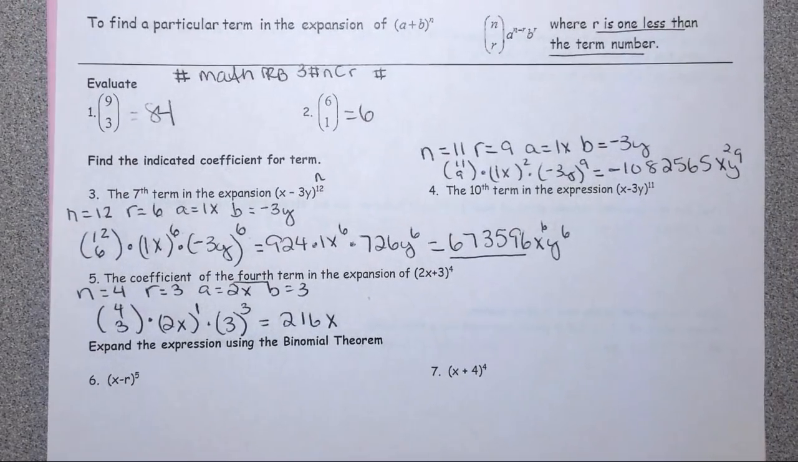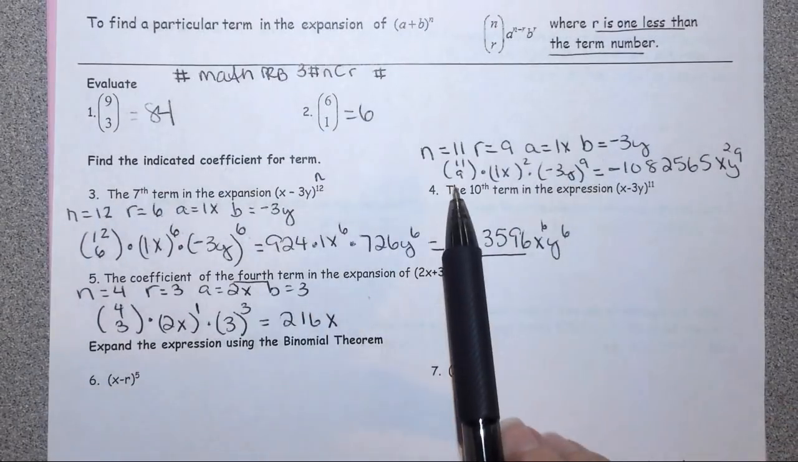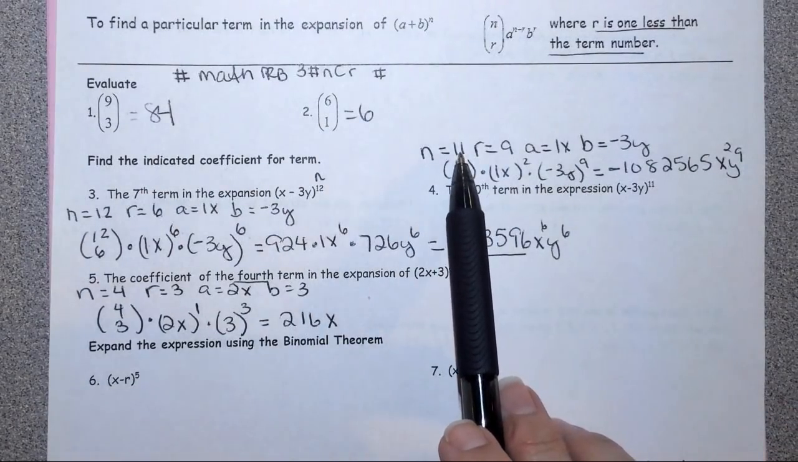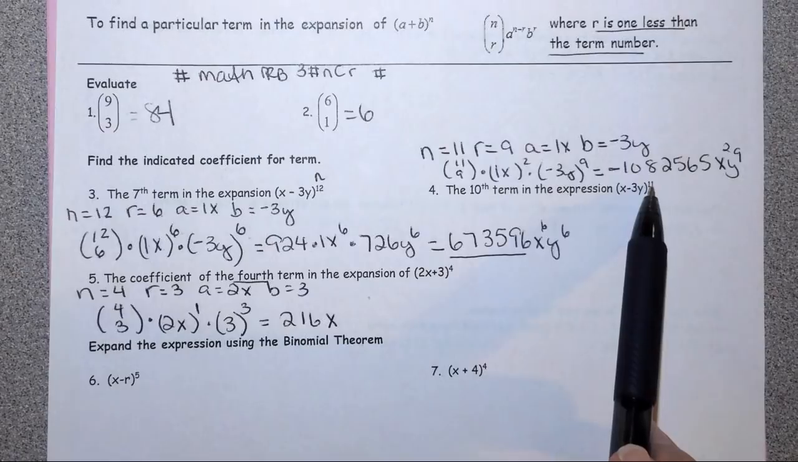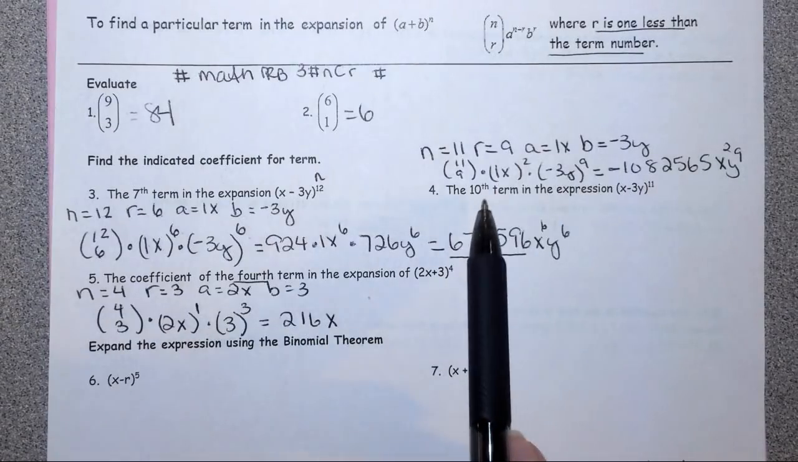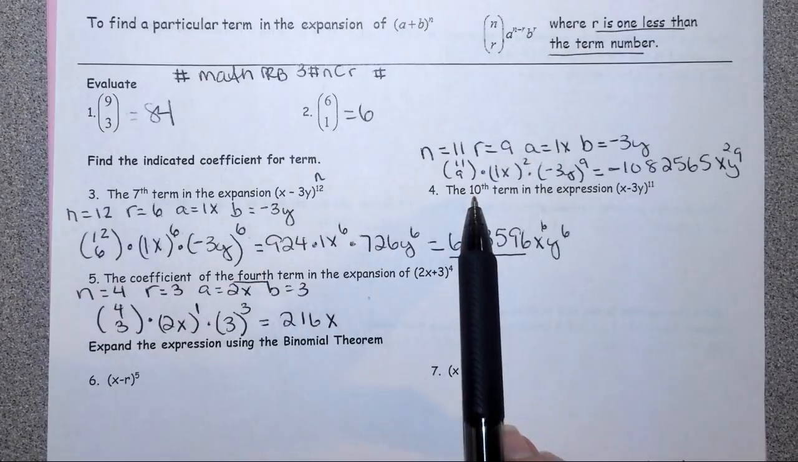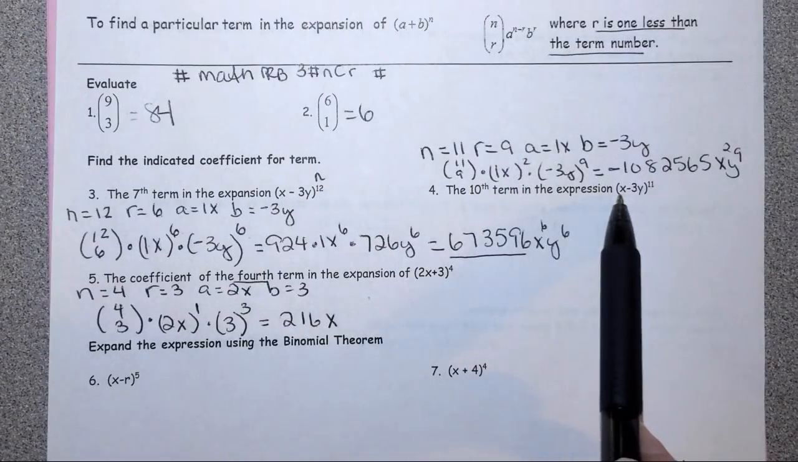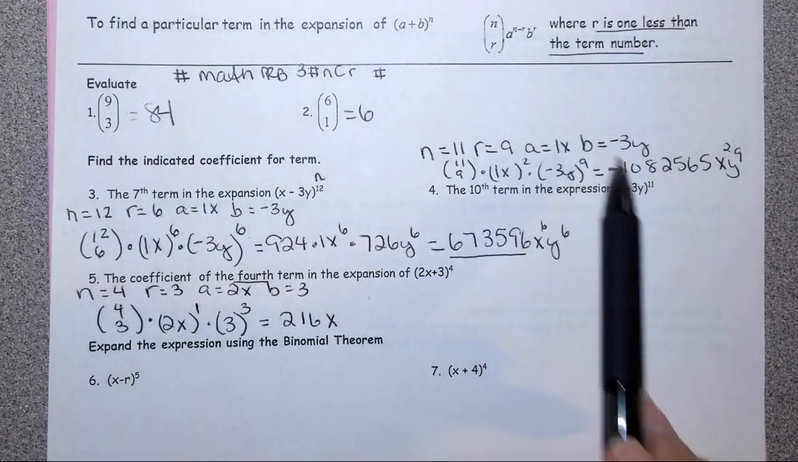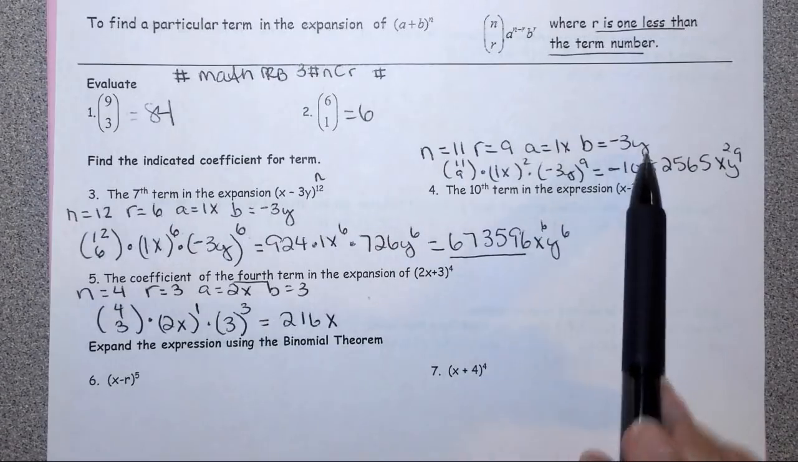Okay, so hopefully you finished both problems. The first one, on number 4, my n is our power, which is 11. Our r is 9 because it's 1 less than the tenth. They asked for the tenth, so you always do 1 less than. The a is the first number, or first term, which is 1x. Your b is your second term, which is negative 3y.